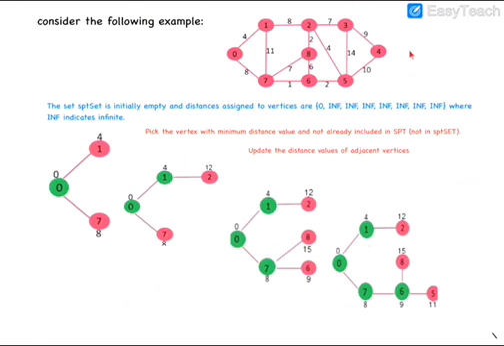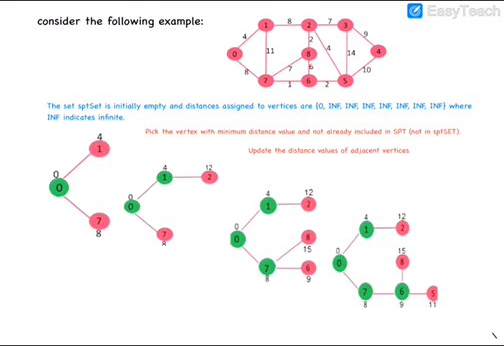So this is the given graph with the corresponding edge weights, and we'll be considering 0 as the source vertex. Initially the SPT set, that is the shortest path tree set, will be empty. We'll be assigning 0 distance value to the source vertex, and all the remaining vertices are assigned infinity. The distance values of all other vertices are assigned as infinity.